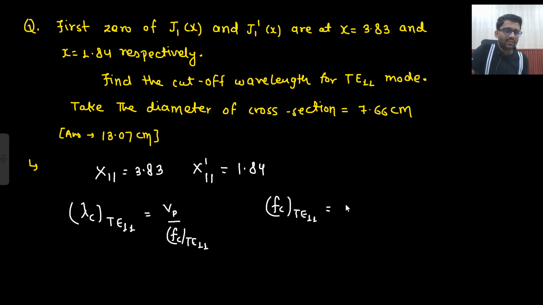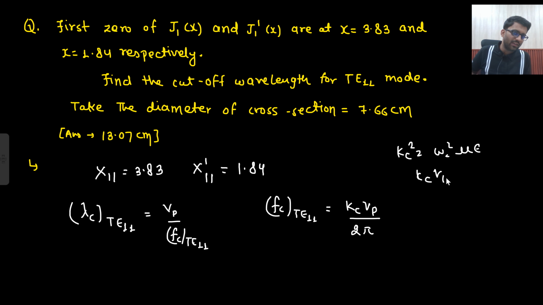So what will be the cutoff frequency? I know that it would be Kc into Vp divided by 2 pi. Even if you forget this, what are you going to do? Kc square is equal to gamma g square, omega c square mu epsilon. When you see this, you will get to know Kc into Vp divided by 2 pi. That is your Fc. So I told you, even if you forget this formula, you can derive it within seconds. Now TE11 mode we are talking about. TE mode means electric field is transverse. That means H dash is existing. If H dash is existing, you need to do the differentiation. So X dash np, that is X dash 11, divided by A, into Vp.